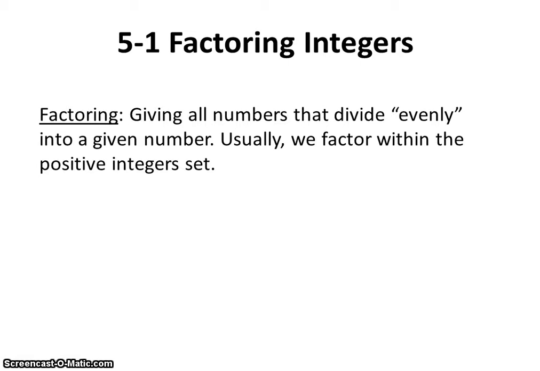Usually we factor within positive integer sets. Okay, so this might sound a little confusing, but basically when we say evenly, we need it to be integers. So you can't say, you know, 5 divided by 2 is 2.5. Yes, that is correct. But when we're factoring, we typically use positive integer sets.